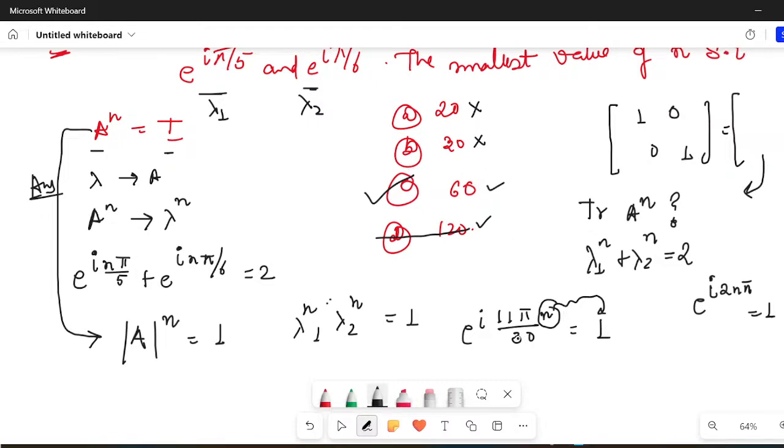If you write 60 here, the 30 will cancel and you will get e raised to power iota 22 pi. And what is e raised to power iota 22 pi? It is 1 only. If you replace 60 in the other places also, you get the same thing: e raised to power iota 12 pi is 1, and e raised to power iota 10 pi is 1. 1 plus 1 is 2. So both conditions are satisfied, and the least value of n should be equal to 60.